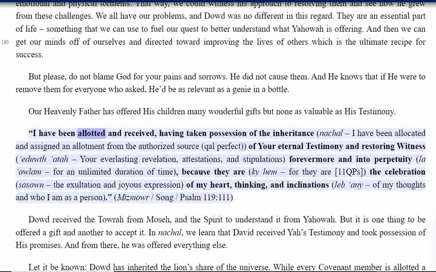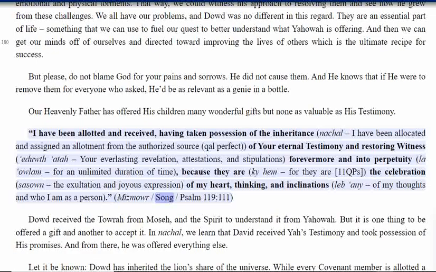I have been allotted and received, having taken possession of the inheritance, Nakal, I have been allocated and assigned an allotment from the authorized source, Cal perfect, of your eternal testimony and restoring witness, Ejuthata, your everlasting revelation, attestations, and stipulations, forevermore and into perpetuity, La Olam, for an unlimited duration of time, because they are, Kyhem, for they are the celebration, Sasson, the exaltation and joyous expression, of my heart, thinking, and inclinations, Labeni, of my thoughts and who I am as a person.